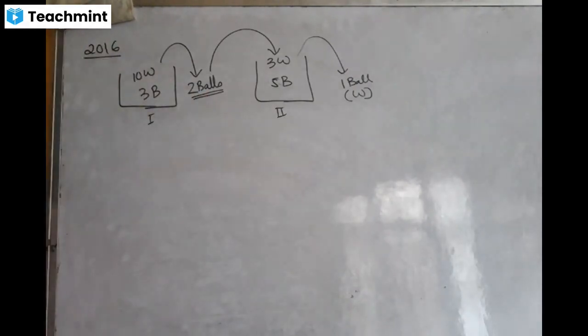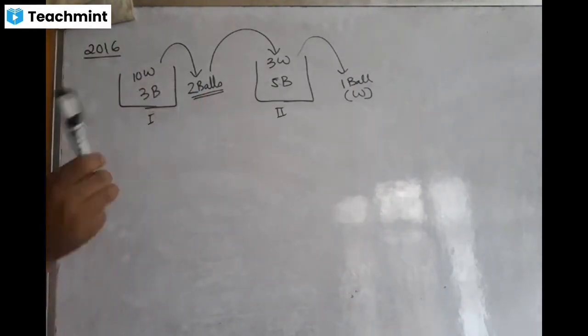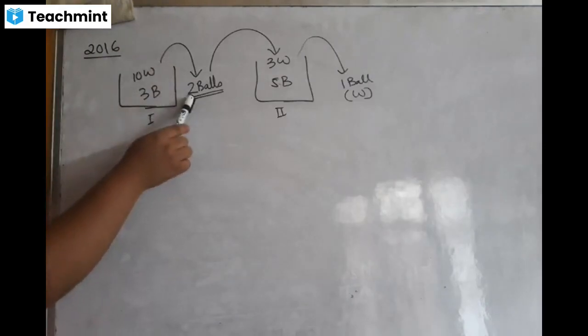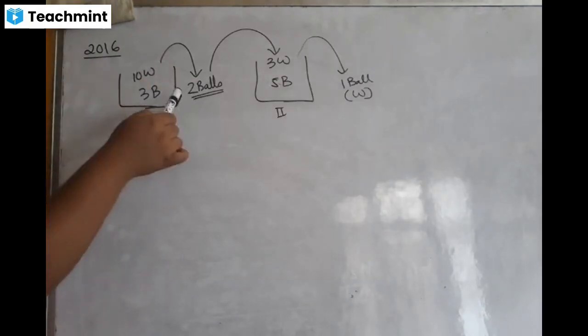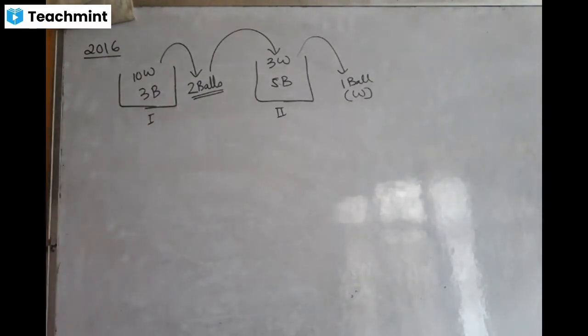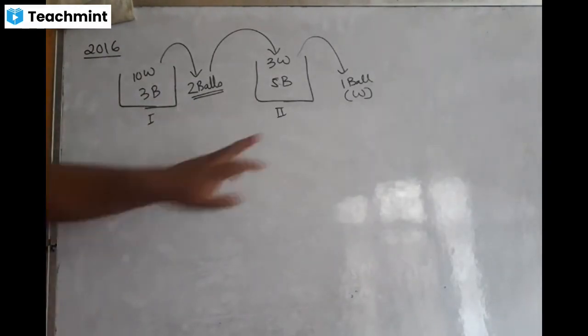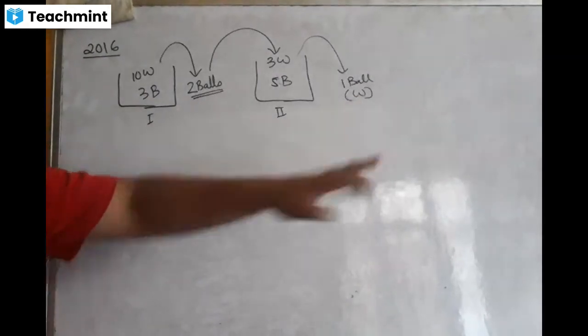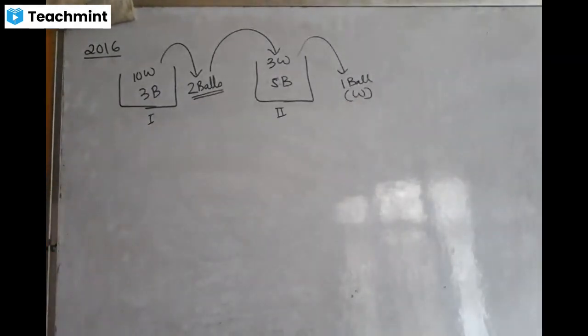Those who still have problems, you'll have three cases. Both the balls could be white, both could be black, or one white and one black. Is that clear? But keep in mind, ultimately I need to find a white ball. So once you have understood this concept, it becomes very easy.